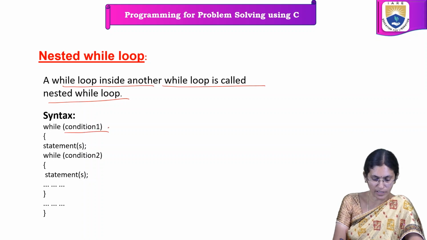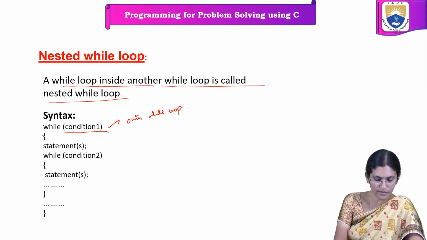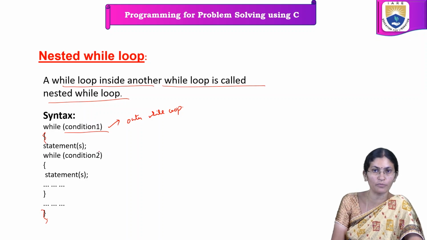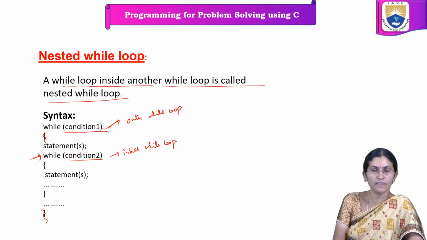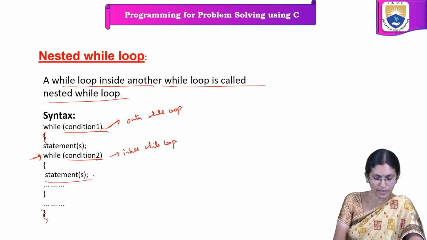While condition 1, this one is the outer while loop. Inside this outer while loop, we write the statements which are to be executed when this condition is true. If this condition is true, only then will it enter here, and the control is transferred here. Then after that, this condition will be evaluated. This one is the inner while loop. We know that while loop is an entry control loop, so at the starting itself it will check the condition, and only then will the statements inside the loop be executed.